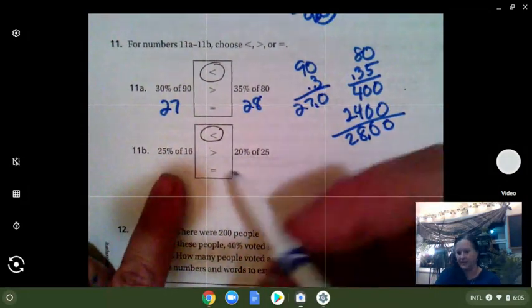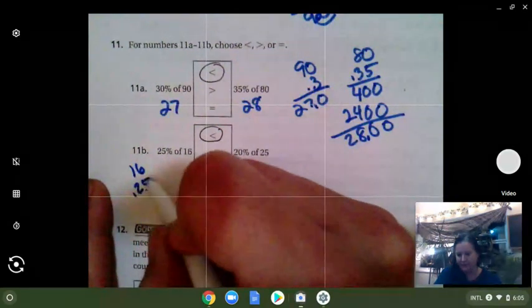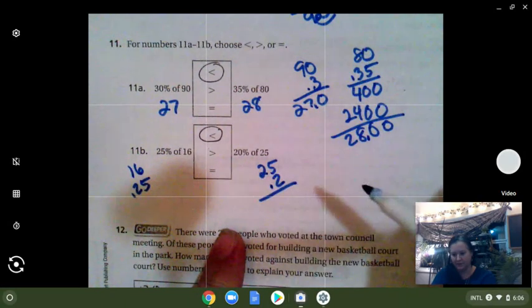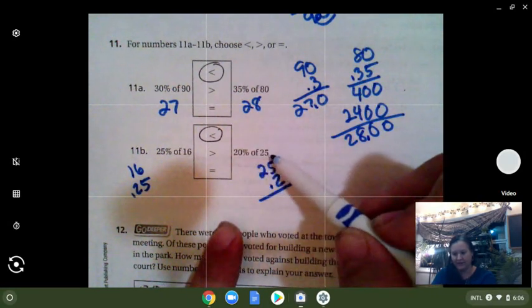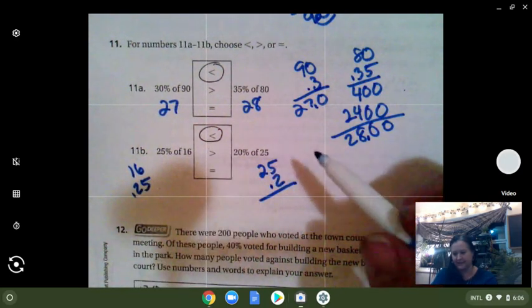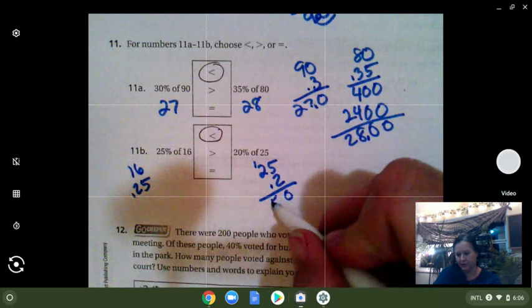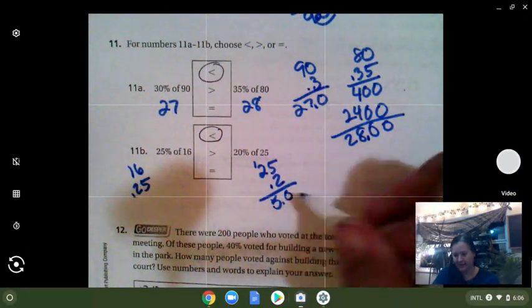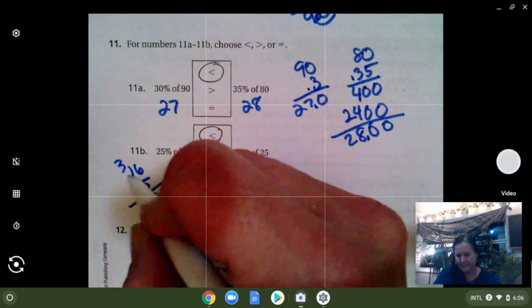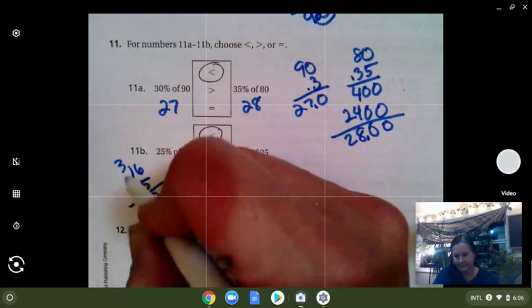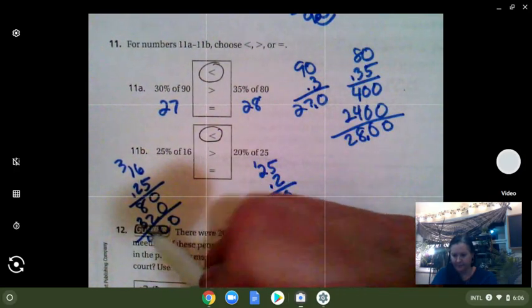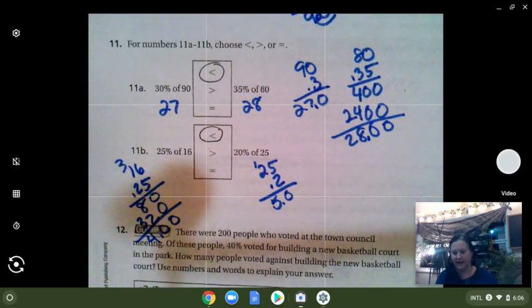Same here. I would just take the 16 times 0.25, and I would do 25 times 0.2. So move your decimal 2 spots, and I would find out that 20% of 25 is greater. So this is less than this. And I can show you real quick if you need to watch me multiply that. This one would be 5. And this one would be 4. So 4 is less than 5.